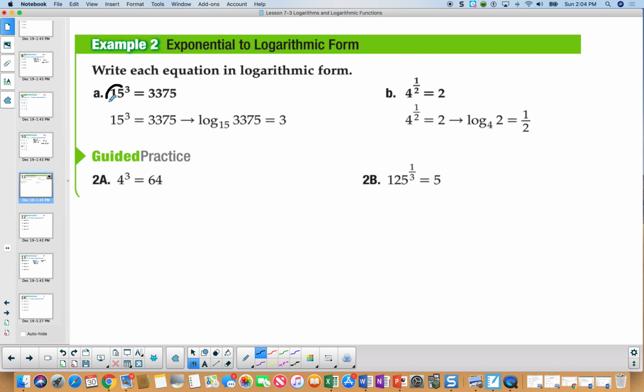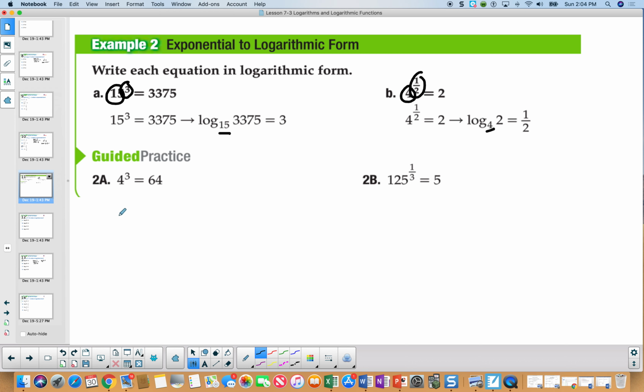Okay, so this is our base. And notice that my subscript has the same base. My exponent is now isolated, and this is my argument inside the log. Here's my base. That is the subscript. 1/2 is isolated right here, and then 2 will be the argument of the log.